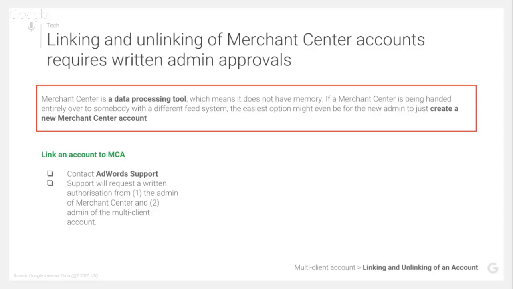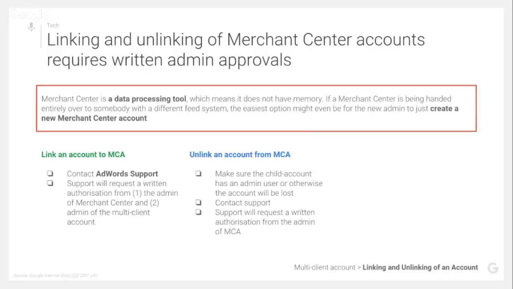So for linking an account to an MCA, let's say that there is a business that has a Merchant Center account and now an agency is taking over this account. Basically, we need an authorization from the admin of the account that is going to be linked, and then also from the admin of the multi-client account that is going to take over that account. That means that you will get emails from support and we need a written authorization, so a reply to an email with a specific authorization to allow this linking. As soon as that's done, we can proceed with the linking.